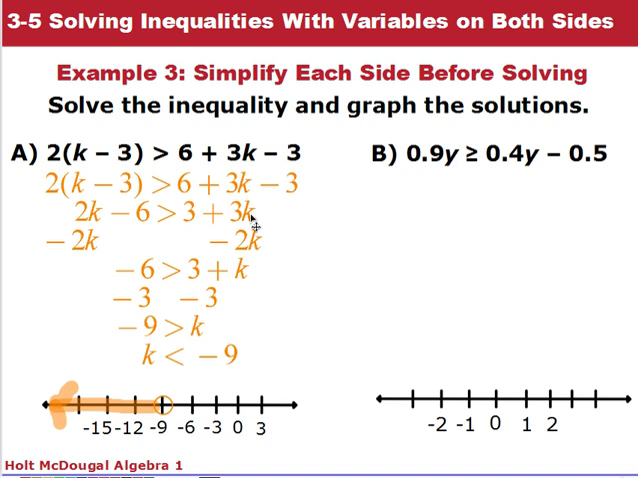The right-hand side has more k's, so we subtract 2k from both sides, leaving us with negative 6 is greater than 3 plus k. Subtract 3 from both sides, so negative 9 is greater than k, or k is less than negative 9. To graph, open circle at negative 9, and we shade everything to the left. Now again, check your endpoint, plug negative 9 in, and you should get a true equation here.